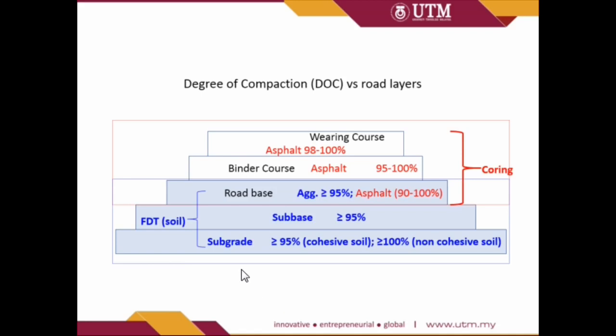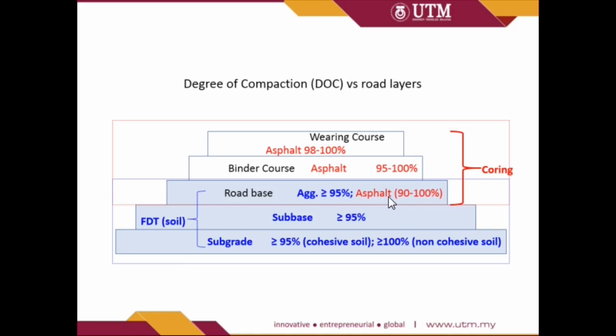According to the Public Works Department specification, details of the compaction level targeted for each of the road layers are shown in the figure. The granular materials, which are specified for use in subbase and road base, highlighted in blue, are determined using FDT as follows. For subbase, the target compaction level is more than 95% of the maximum dry density. And for the road base layer, the target level is also more than 95% of the maximum dry density for aggregate material. Then, when asphalt is used, the minimum compaction level is 90% of the Marshall density.